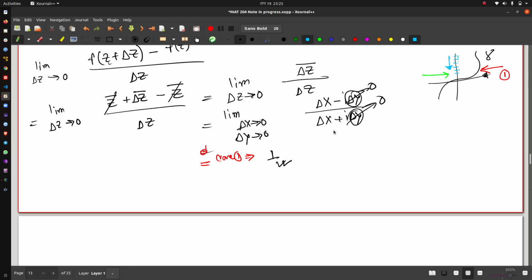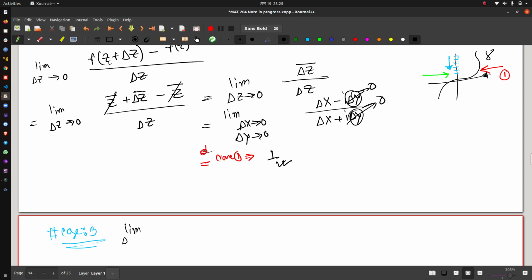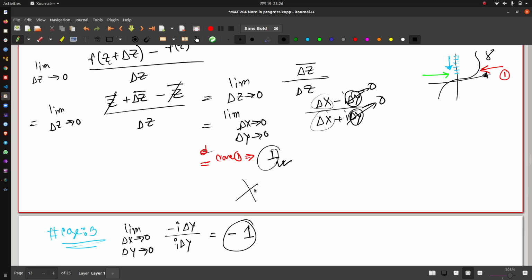So in this case, that means in our case 3, we can see that this limit, del x goes to 0, del y goes to 0, will actually boil down, because these x's are now 0, and in the numerator you have minus i del y, and in the denominator you have i del y, right? And this is just what? Minus 1. So as you can see, these two results are not the same.